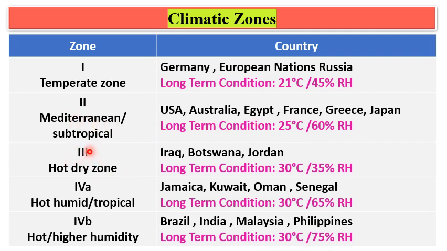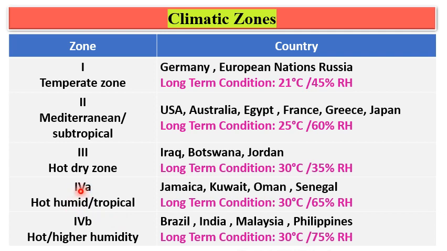Then zone 3 is the hot and dry zone. Here you can see Iraq, Botswana and Jordan. Long term conditions are 30/35. So here temperature is increased while the humidity is decreased. That's why it is referred to as the hot and dry zone. You can remember easily by understanding all these zone conditions.